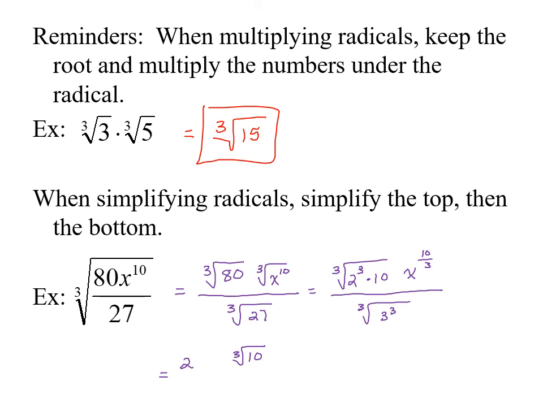The x to the 10 over 3, if I take 10 and divide it by 3, it goes in there 3 times with a remainder of 1. So the 3 that it goes into it comes out in front. The 1 that's the remainder stays underneath the radical. And on the bottom, I'll have 3 cubed, which matches the 3 on the front, so you just drop that off. And I end up with that answer right there.